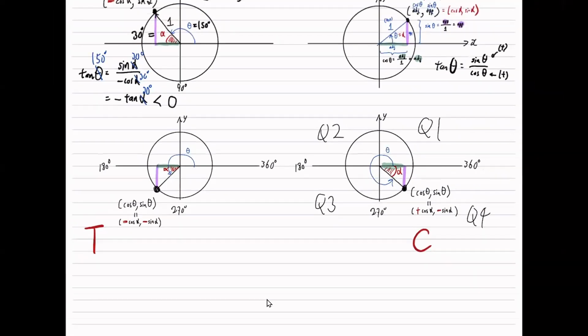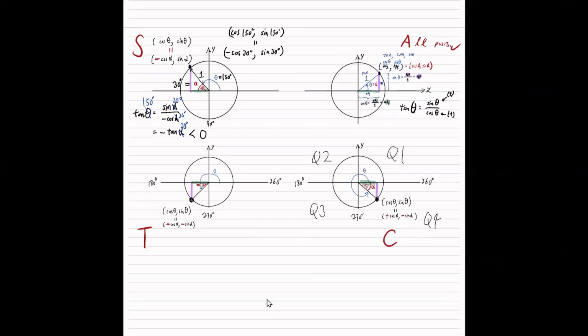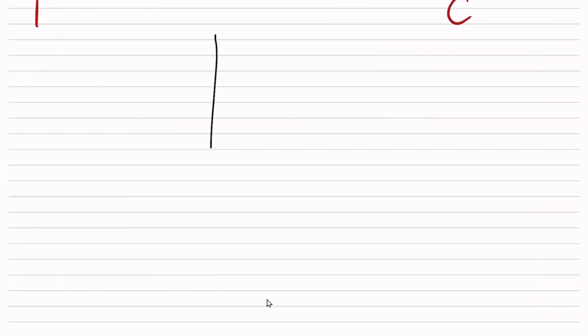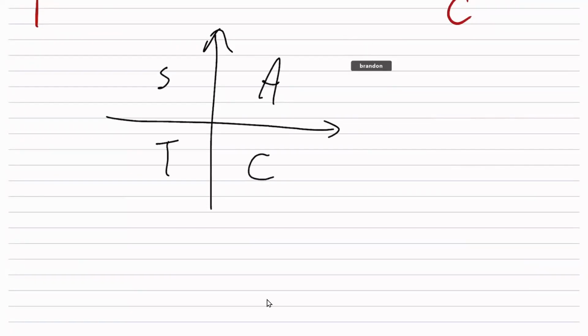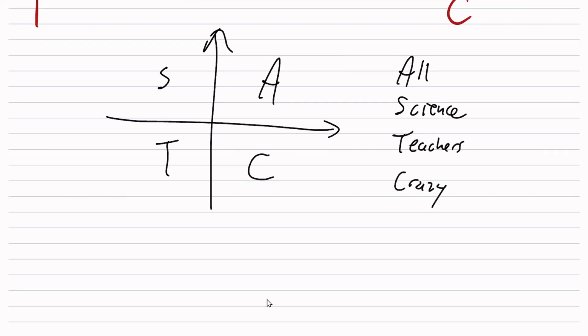So the general rule, this was a very long-winded introduction. The usual way to introduce it is just a circle: ASTC. All science teachers crazy. Or add sugar to coffee. Okay? Add sugar to coffee. Memorize. Sugar to coffee.